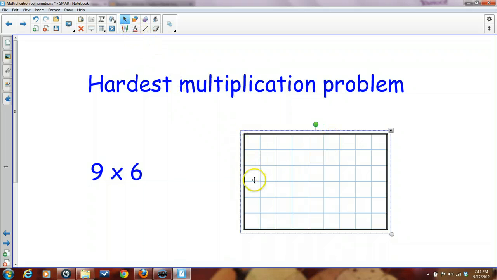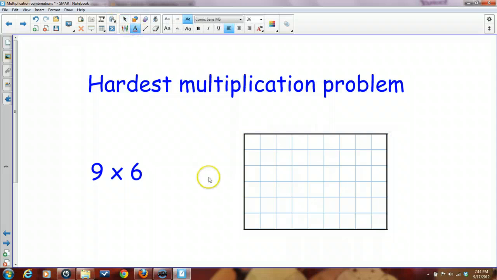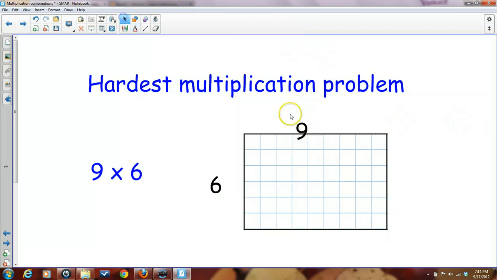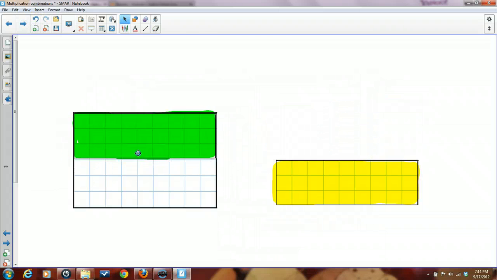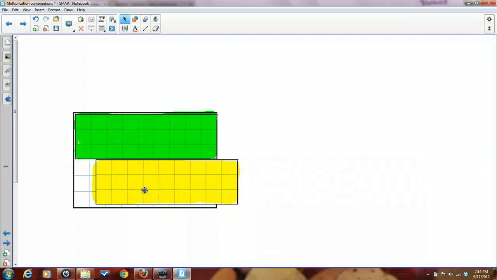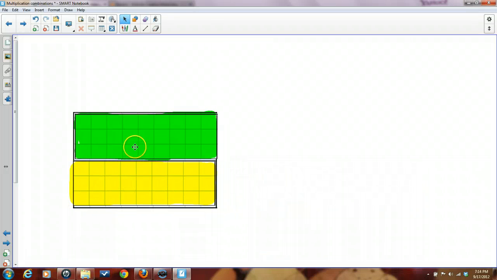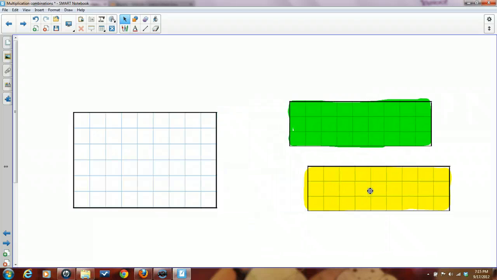I've got 1, 2, 3, 4, 5, 6 as my dimension on this side. And then I have 1, 2, 3, 4, 5, 6, 7, 8, 9 on this side. So what I'm going to be asking you to do is break up one of these numbers, not both, one, either the 6 or the 9, to help you get smaller problems to make it easier to multiply. Let me show you what I mean with a picture. I've got 2 smaller arrays that equal the same thing as my big array. You see how they lay right on top, the green one and the yellow one?